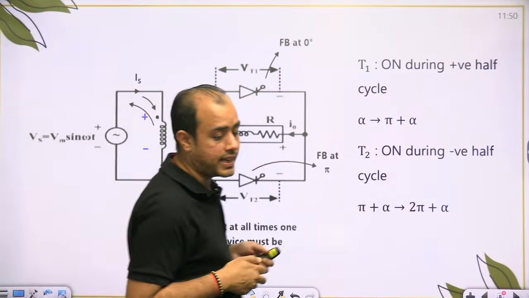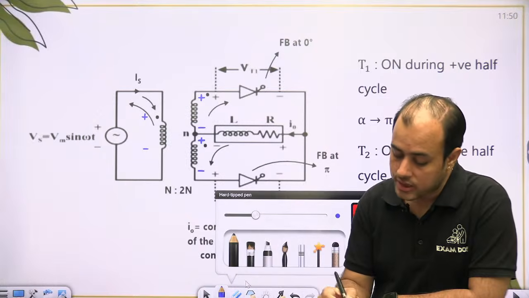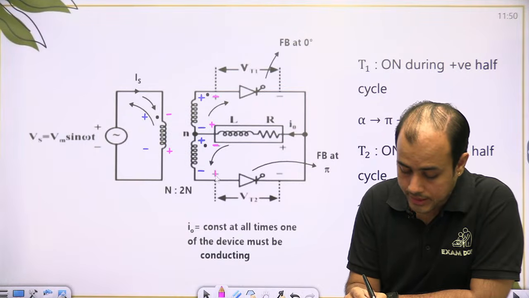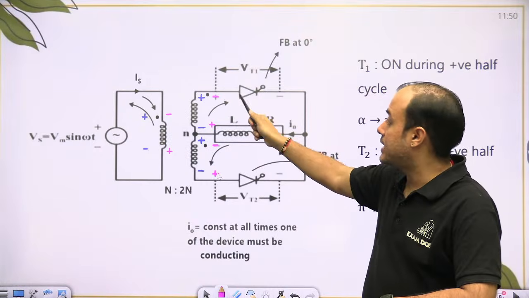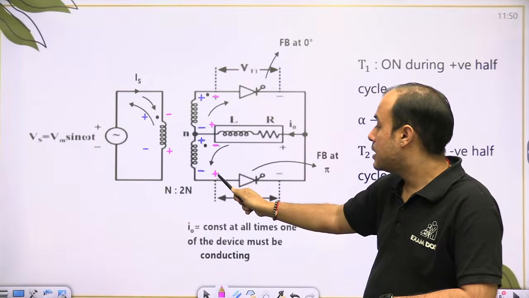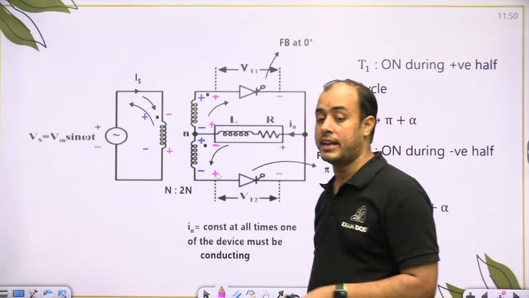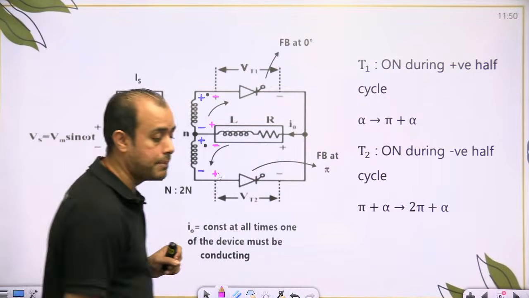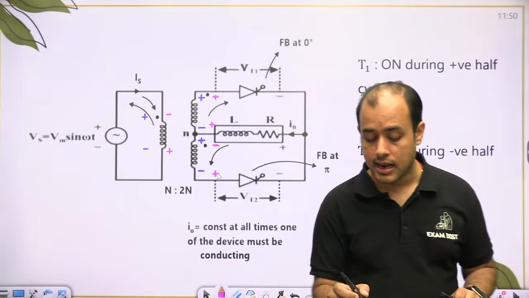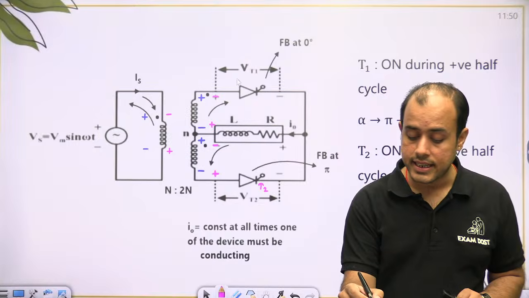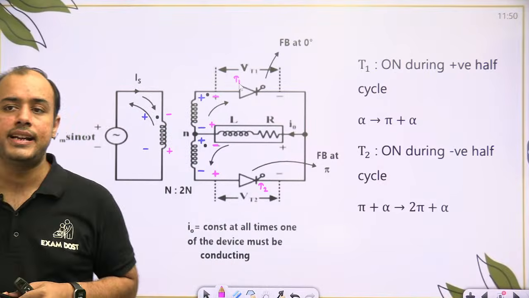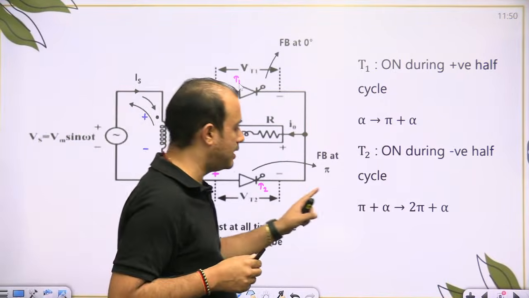Similarly, beta, during the negative half cycle, the polarity of the supply will be reversed. So dot will be negative, which means negative is connected to anode, reverse bias. Positive connected to anode, it is forward bias. So T2 becomes forward biased during the negative half cycle, and the negative half cycle starts at pi. So you can say T2 becomes forward biased at pi. But does it start conducting immediately? No, it will start at pi plus alpha.